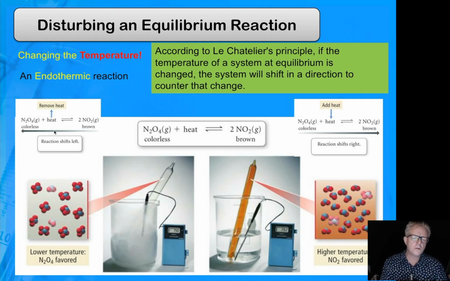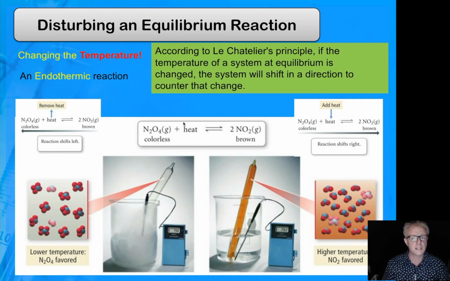So let's have a look. Here we have our good old dinitrogen tetroxide and nitrogen dioxide equilibrium, but what we're going to be doing here is changing the temperature. Now this reaction is an endothermic reaction, and we can see that in the equation here because we've put heat in the reactant side. So it's endothermic. For the reaction to happen, it needs to absorb heat from the surroundings so that the reactants have enough energy to produce the products. And we would feel that as it being cold because it's absorbing energy from the surroundings into the system. So that's what an endothermic reaction is.